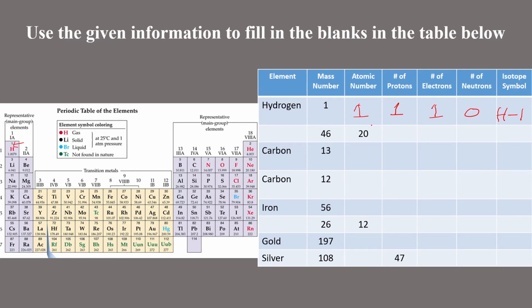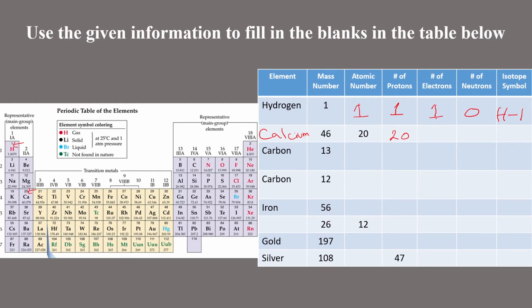Okay. Next we don't have the element given, but we have atomic number. With this atomic number, we can identify the element. So 20 is the atomic number for calcium. So element is calcium, mass number is 46, atomic number is 20. What is the number of protons? Number of protons is equal to the atomic number. So we're going to write down 20.